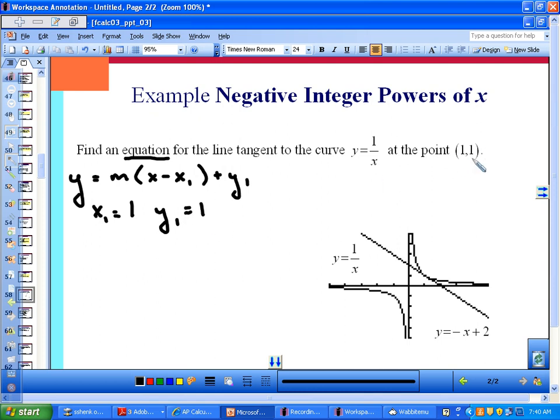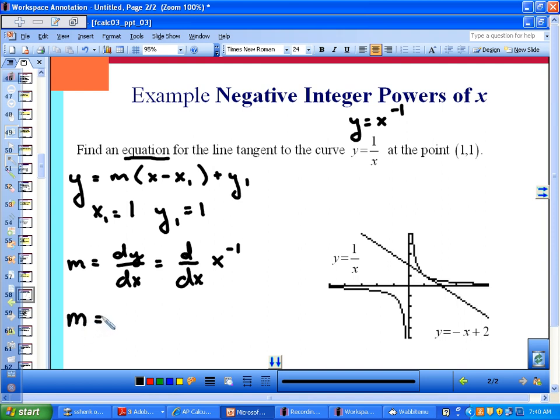Now, did they need to tell us the point? Could they have just said x equals 1? Yeah, and if they just said x equals 1, we would have thrown it in here, and we would have found that y equaled 1 as well. But how are we going to find the slope? The slope is going to be equal to dy dx, which is d dx of 1 over x. Now we could look at 1 over x as being a quotient where our u is 1 and our v is x, but it would be much easier to re-express this as y equals x to the negative 1. So the derivative of x to the negative 1.